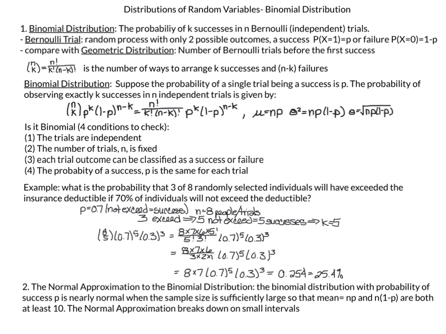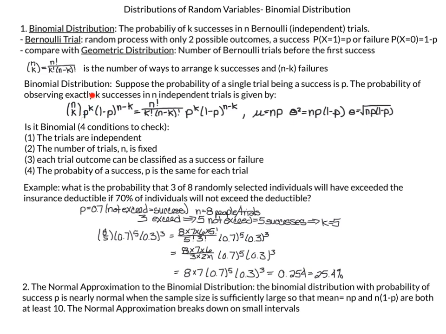Now that we have our formula for n choose k, we can talk about the formula for the binomial distribution. Suppose the probability of a single trial being a success is p. Then the probability of observing exactly k successes in n independent trials is given by n choose k, p to the k, 1 minus p, n minus k.